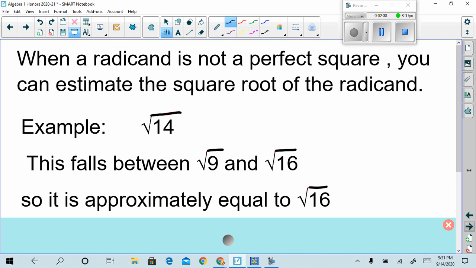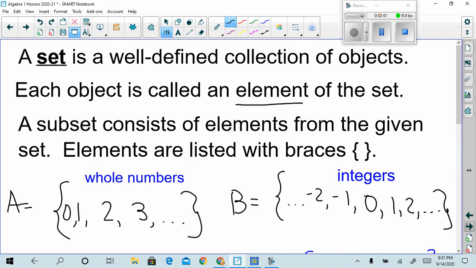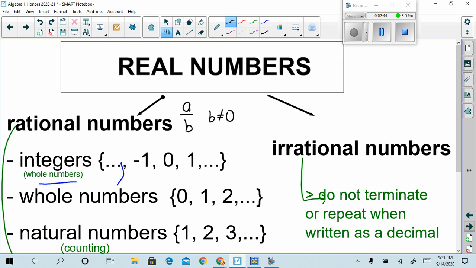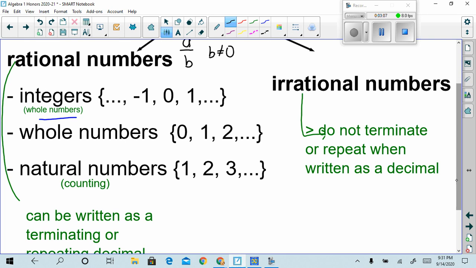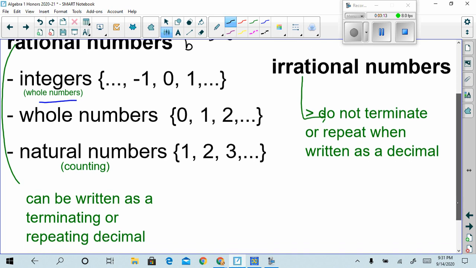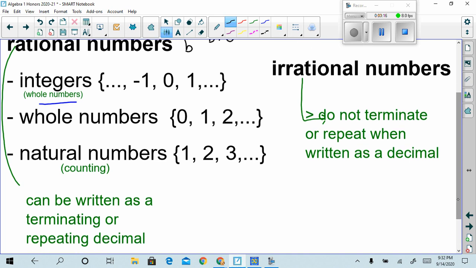We talked about estimating. We're going to come back to that in class today. And we're going to use that notation as I talk once again about our different types of numbers within the real number system. We had the rational numbers and irrational numbers. We had the integers, the whole numbers, the natural numbers. And we found out the rational numbers can be written as terminating or repeating decimals, and the irrational will not. Again, these are just some of the things that I'm reiterating from yesterday's lesson.